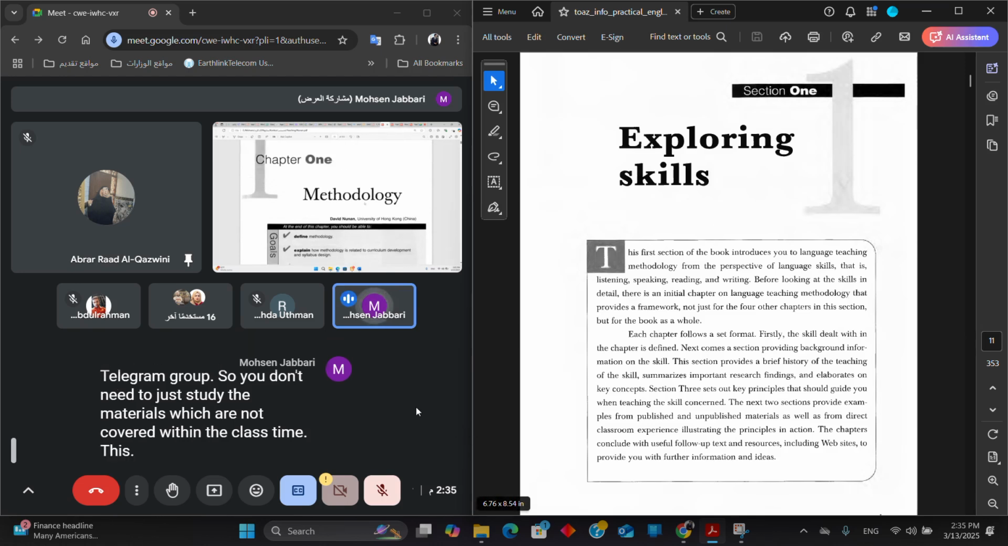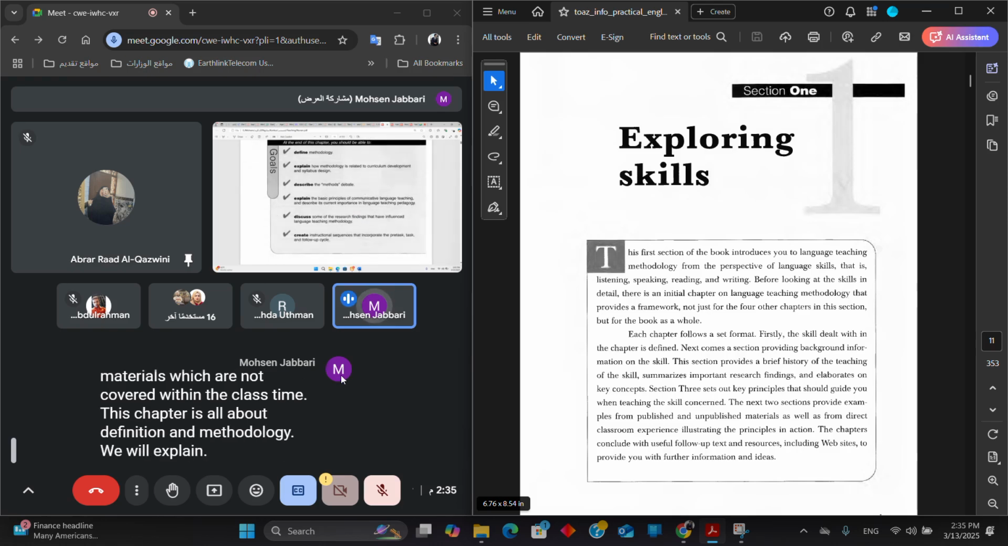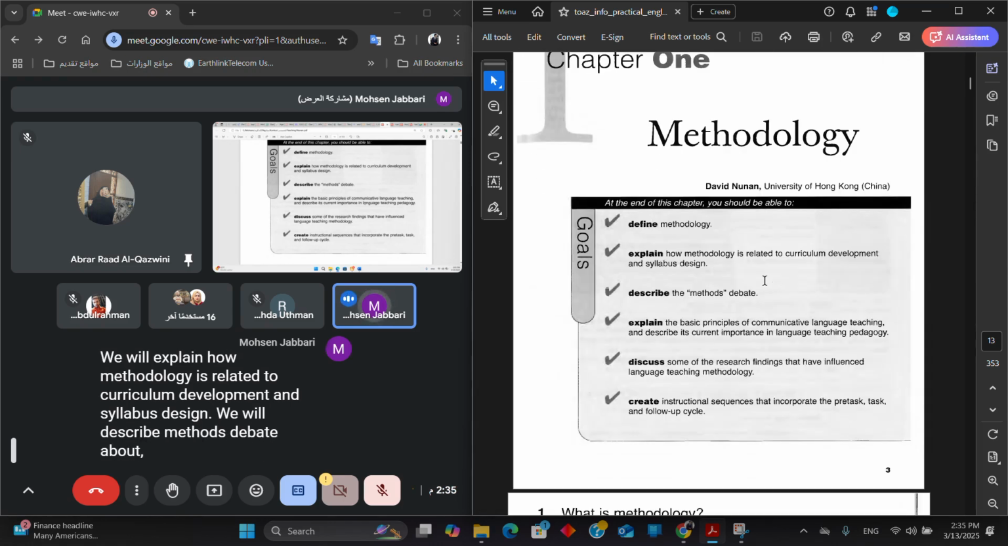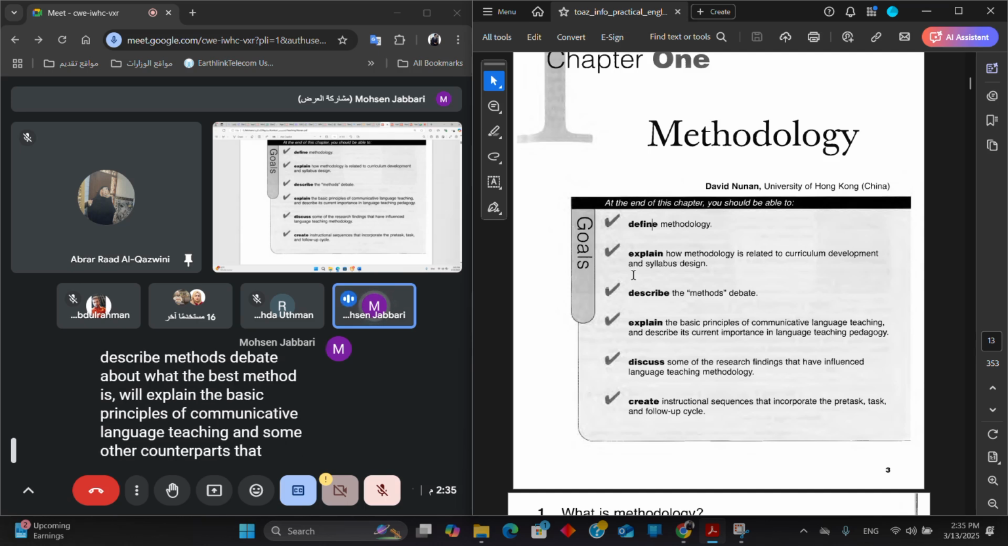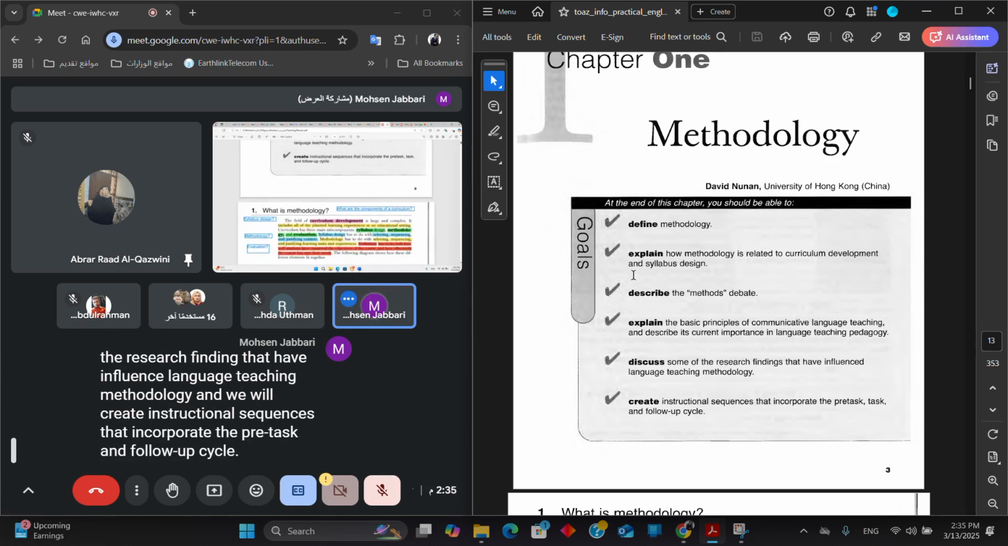This chapter is all about definition and methodology. We will explain how methodology is related to curriculum development and syllabus design. We will describe the methods debate about what the best method is. We will explain the basic principles of communicative language teaching and some other counterparts that it has. We will discuss some of the research findings that have influenced language teaching methodology, and we will create instructional sequences that incorporate the pre-task, task, and follow-up cycle.